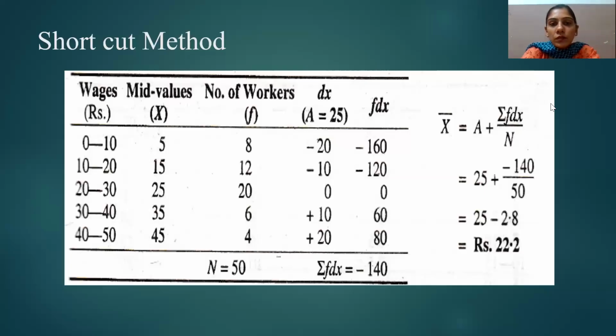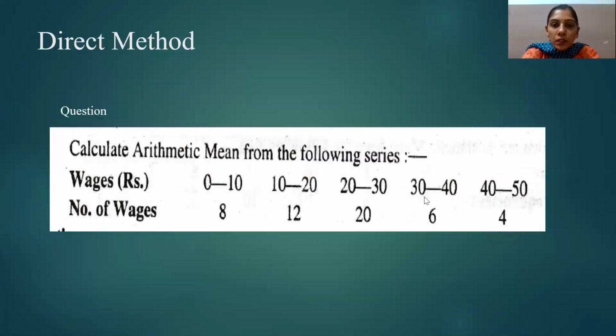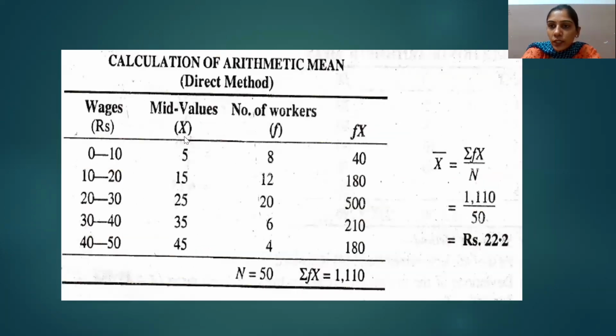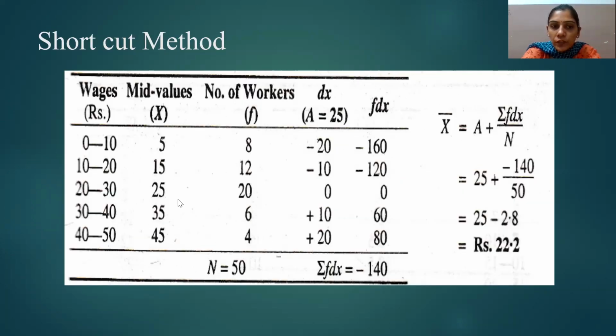Now we calculate the mean under the shortcut method for a continuous series. The question is similar, but now we will calculate with the help of the shortcut method. These are the wages given. The mid values we have already calculated under the direct method: 5, 15, 25, 35 and 45. The number of workers given: 8, 12, 26 and 4.